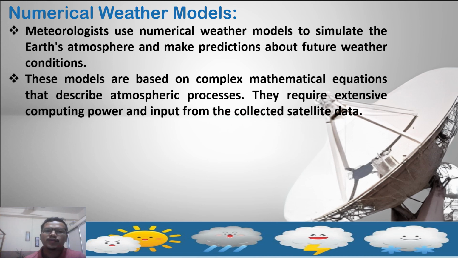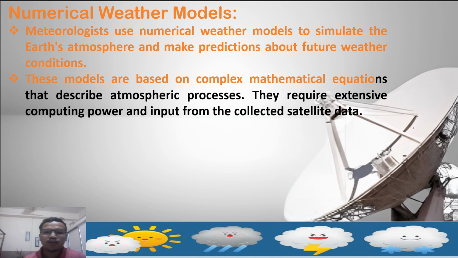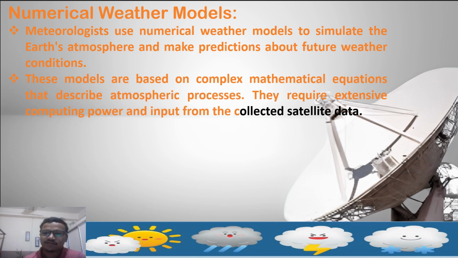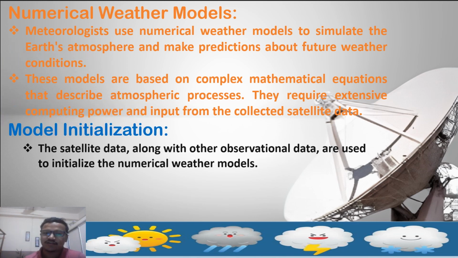One of them is the numerical weather models. Meteorologists use numerical weather models to simulate the Earth's atmosphere and make predictions about future weather conditions. These models are based on complex mathematical equations that describe atmospheric processes. They require extensive computing power and input from the collected satellite data.